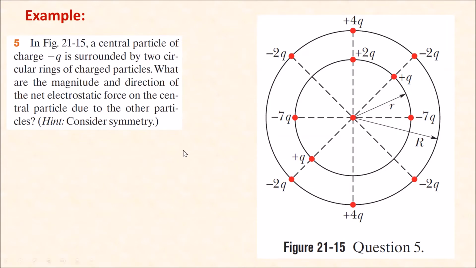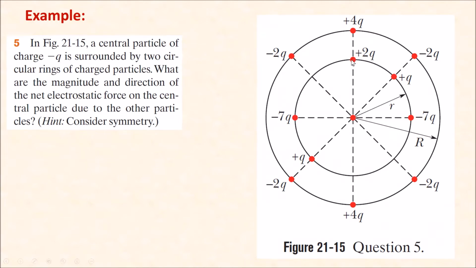Would it be 2kq squared over r squared up? No, or down? Up. Up is correct, yes. Very good. You see that for each one of these particles, there's one exactly in opposite position. So the force of this one and force of this one cancel on that. Force of these two cancel. All of them are symmetrical, so all the forces cancel. The only one that is not canceled is this one.